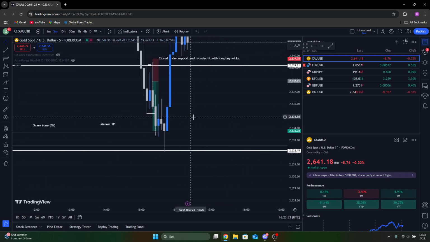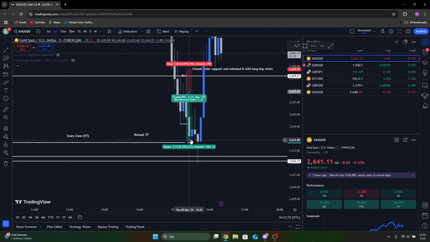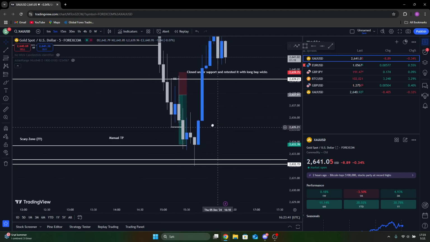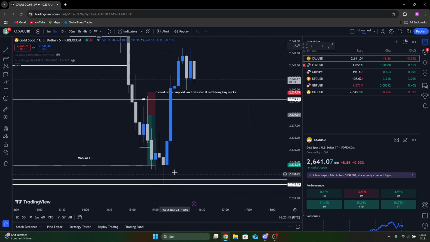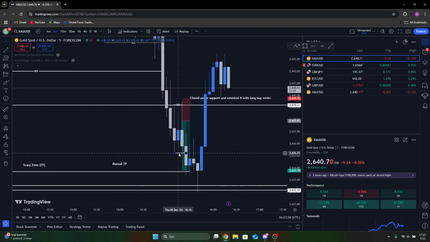But as we can see, I'm pretty happy with this trade. Manually closed at the zone I was kind of scared of. And as we can see, liquidity was grabbed, support was touched, and then price went straight up. So to me, this was a really good trade.